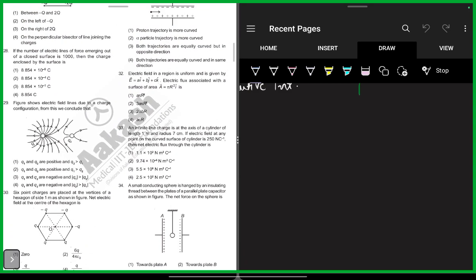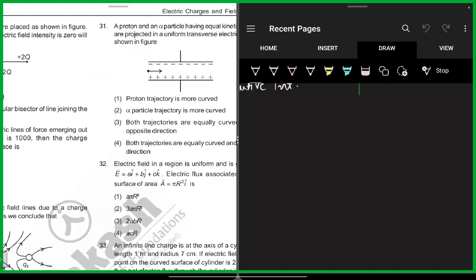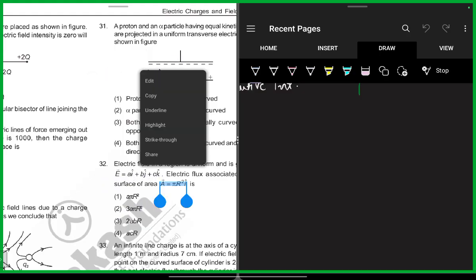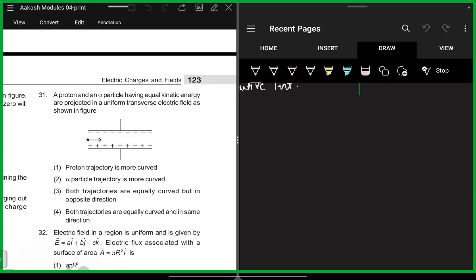Now let's solve the 31st question. Tell me what the answer will be. A proton and an alpha particle having equal kinetic energy are projected in a uniform transverse electric field as shown in the figure.